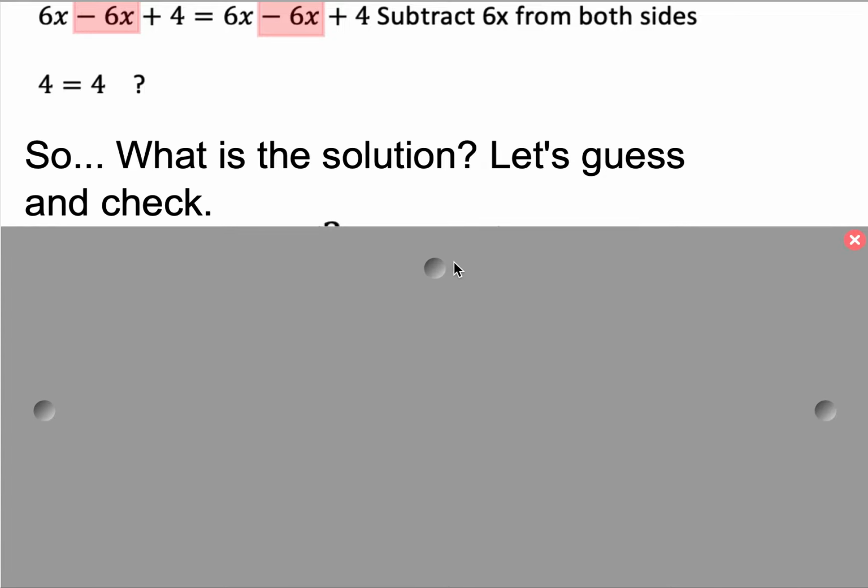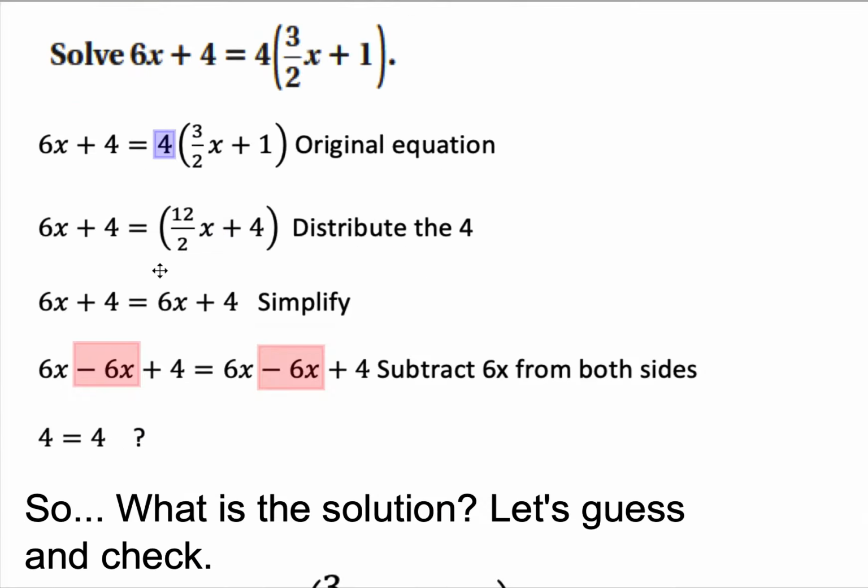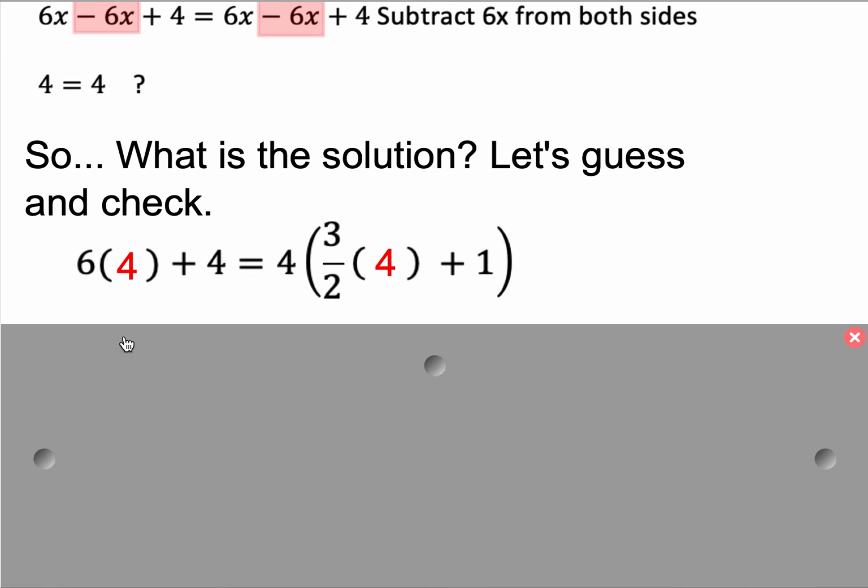We get 4 = 4. So what's the solution? Well, let's use guess and check to see. Let's see if 4 works. In the original equation, I take the x's out and replace them with 4. 6 times 4 is 24, plus 4 is 28. And that's going to equal what's on the other side: 4 times, in the parentheses, 3 halves of 4 is 6, 6 plus 1 is 7, and 4 times 7 is 28. That's true. So 4 is a solution.